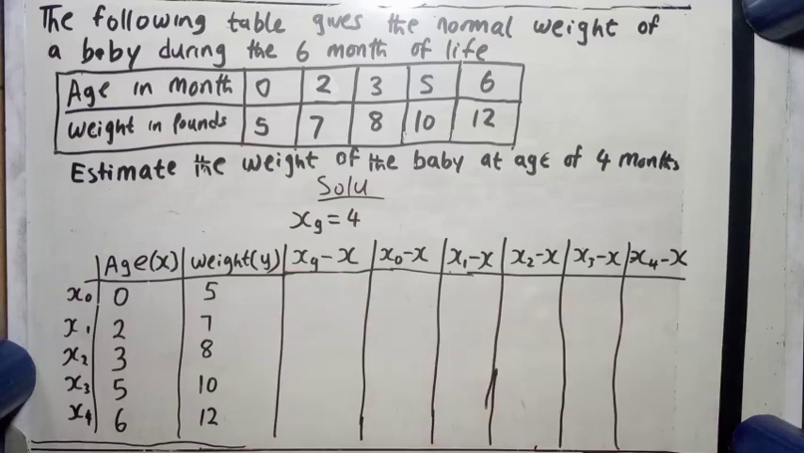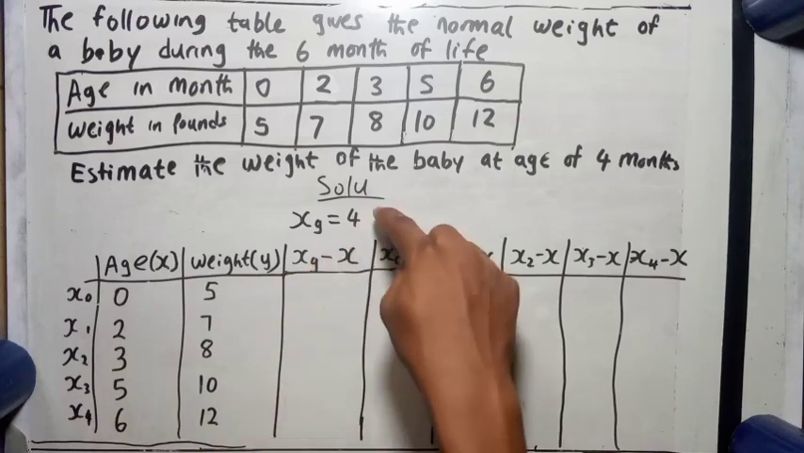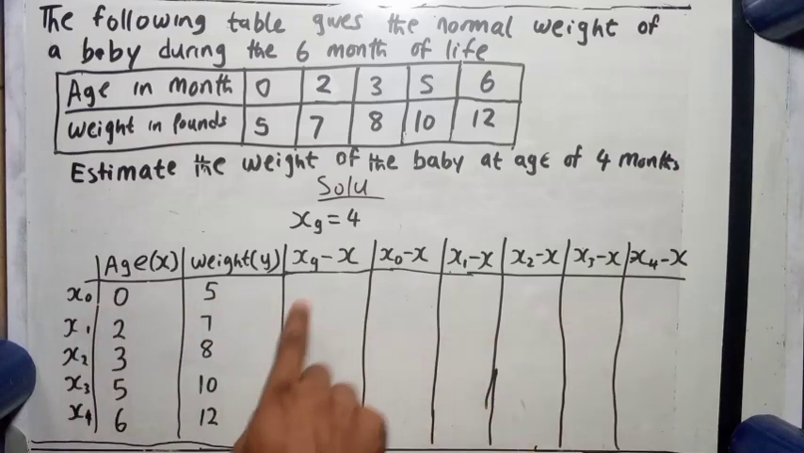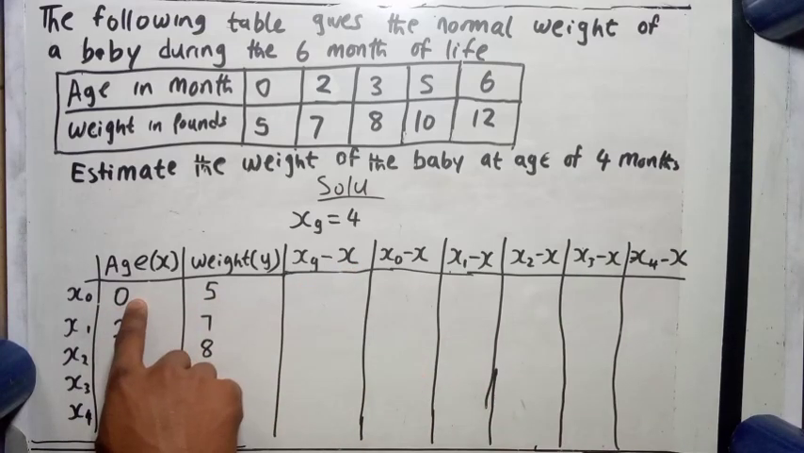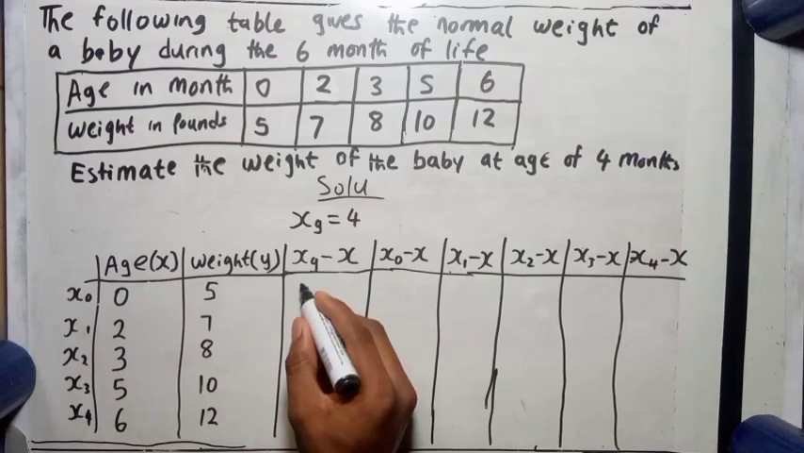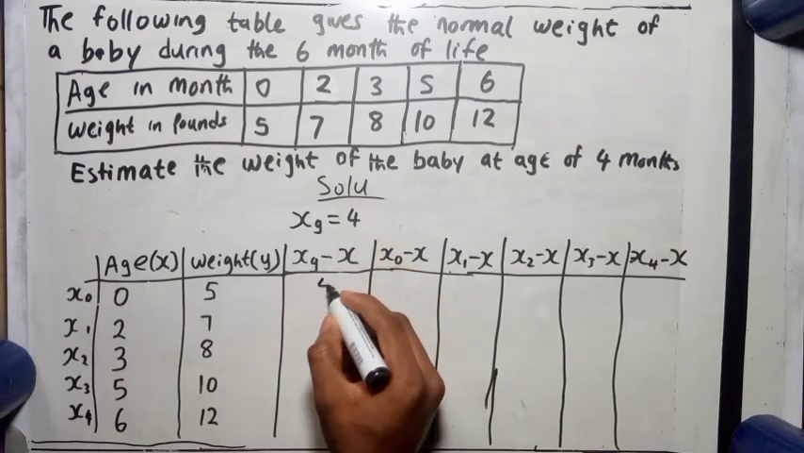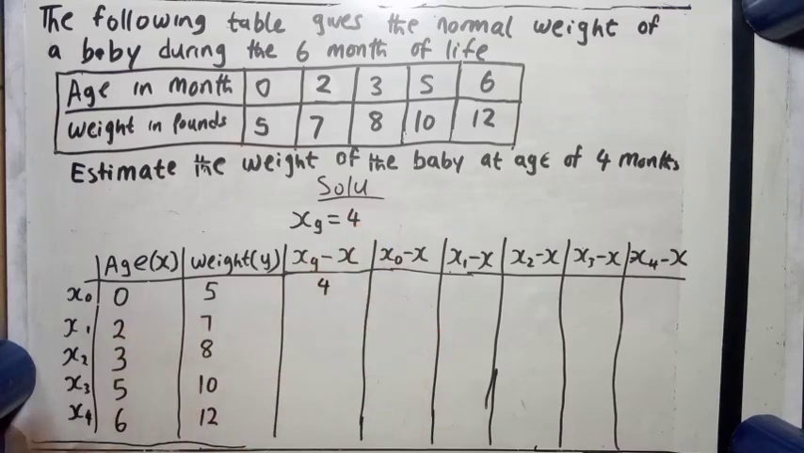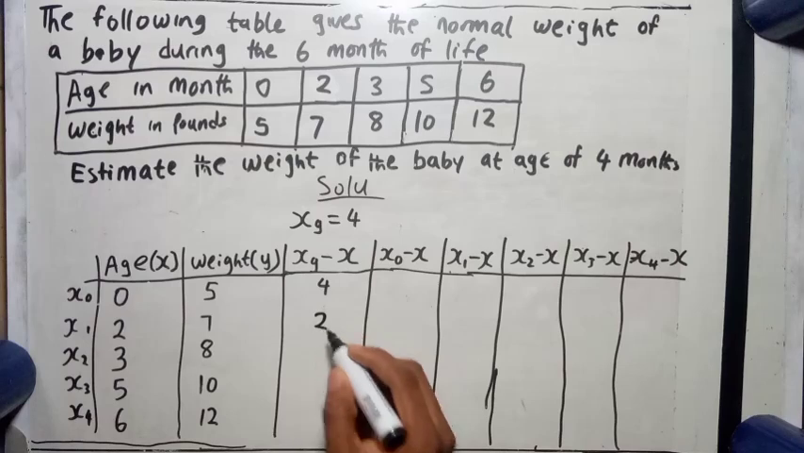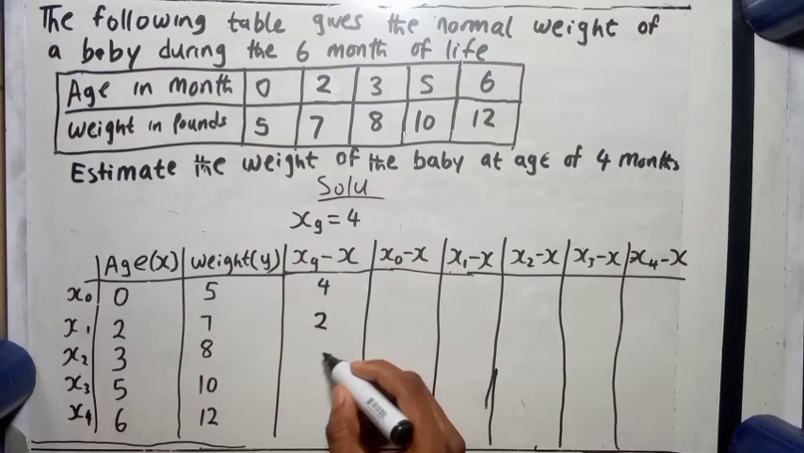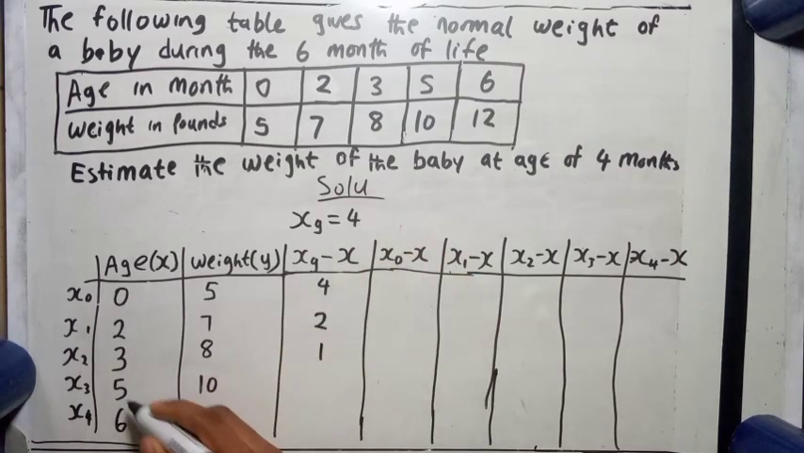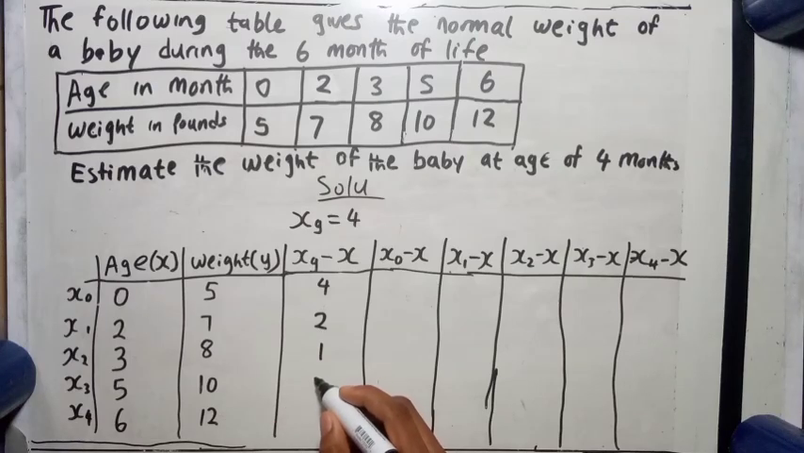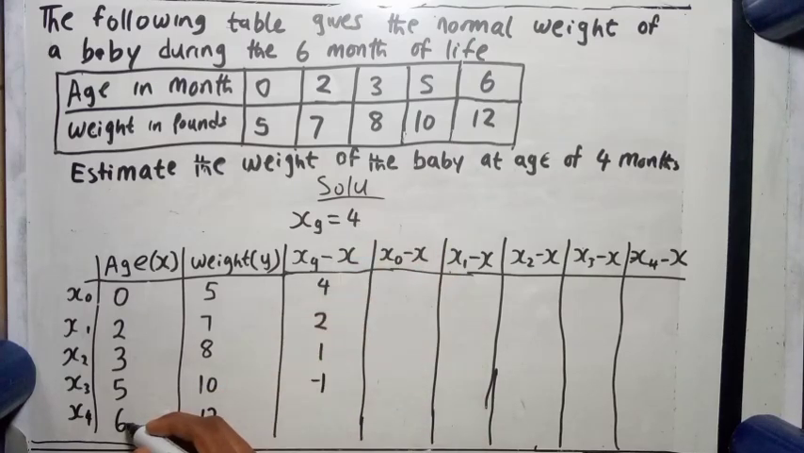Now let us fill in the brackets. Now this is xg being 4. For the first row, we're going to subtract each x from it, starting with 0. So we have 4 minus 0, which is 4. The next one, 4 minus 2, which is 2. The next one, 4 minus 3, which is 1. 4 minus 5, which is minus 1. 4 minus 6, which is minus 2.